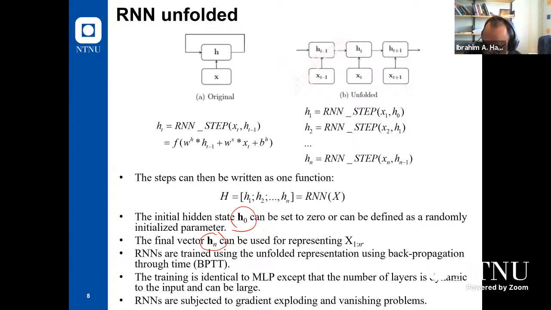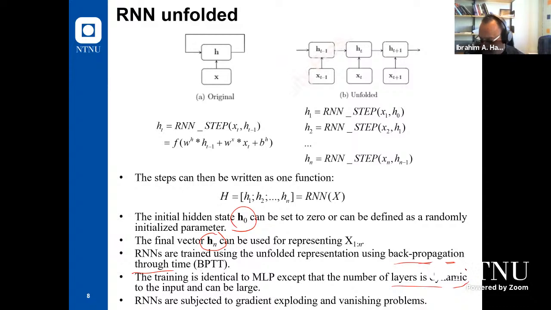RNNs are trained using the unfolded representation with backpropagation through time. This algorithm is called backpropagation through time, or BPTT. The training is identical to MLP, except the number of layers is dynamic to the input and it can be large. I mean, here you need to decide the number of time steps, right?